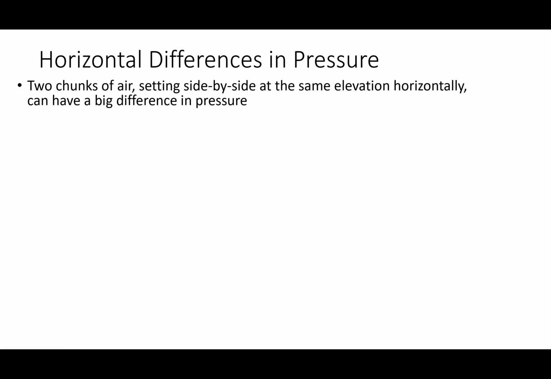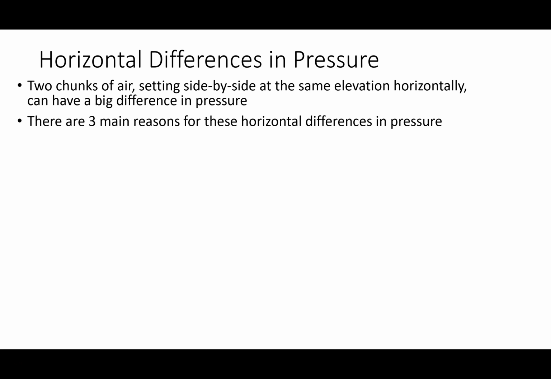So I've drawn H's and L's here. Actually, these H's and L's, when we look at a weather map, these would be the H's and L's you see on the weather map. So I need to talk about why you would get those differences. And then we'll talk about how those differences create wind. So why would you get the differences? There's 3 main reasons where you can get the differences.